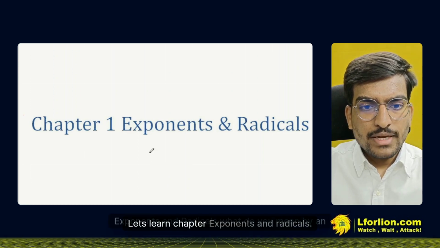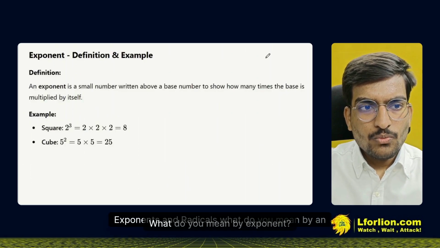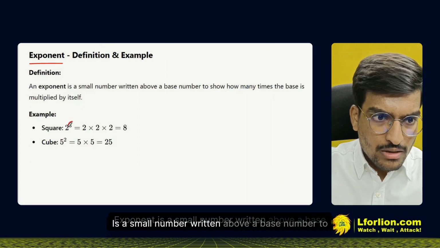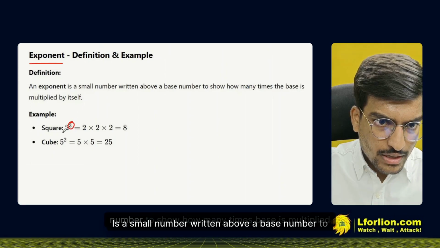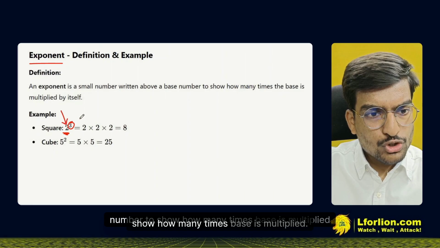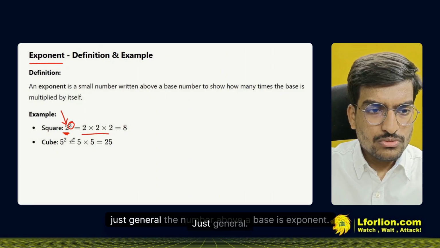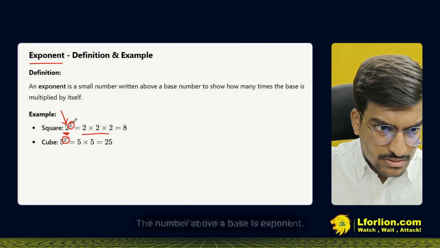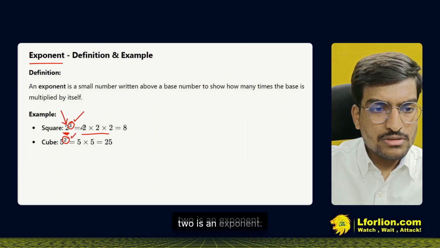Let's learn the chapter exponents and radicals. What do you mean by exponent? It is a small number written above a base number to show how many times the base is multiplied. Just in general, the number above a base is the exponent. You see this 3 is an exponent, 2 is an exponent.